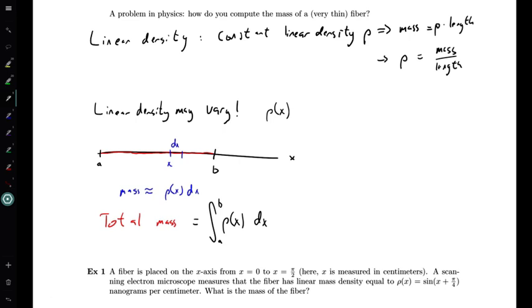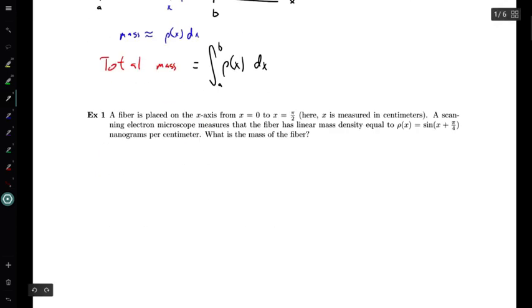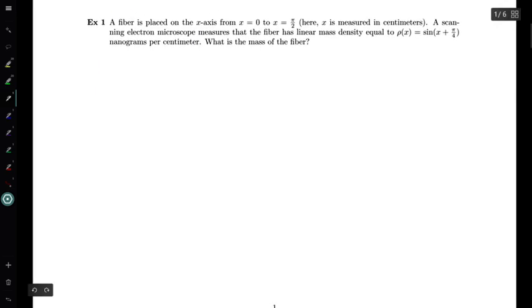Great, so let's take a look at an example here. We have a fiber being placed on the x-axis from x equals 0 to x equals pi over 2. X is measured in centimeters. A scanning electron microscope measures that the fiber has linear mass density equal to rho of x equals sine of x plus pi over 4, and this is measured in nanograms per centimeter. What is the mass of the fiber?